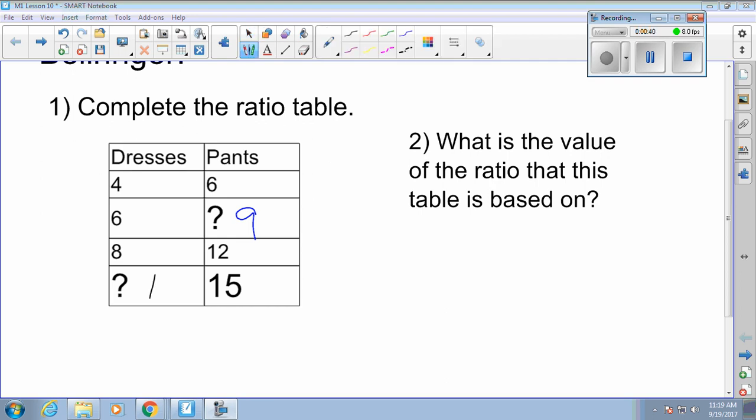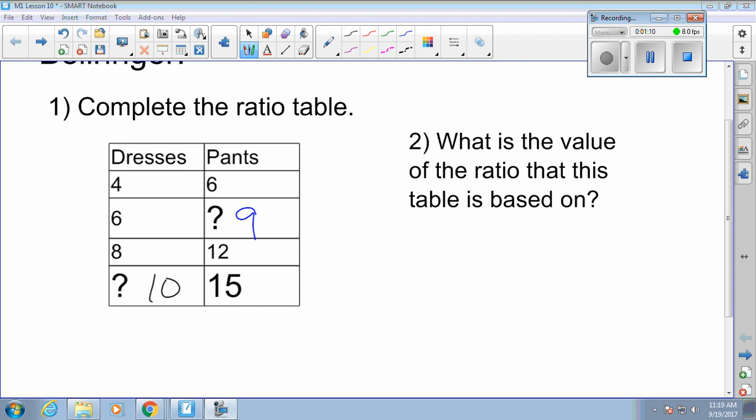Nice job. Okay. So the second question here is, what is the value of the ratio that this table is based on? Can someone tell us what we mean when we say what is the value of the ratio? Does anyone know what we're talking about? Jordan? It's the simplest form. Very good. It's the simplest form of any of those ratios. So what is the simplest form here? Michael? 4 to 6.